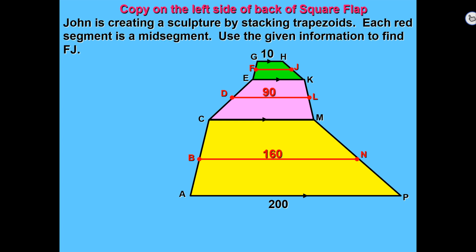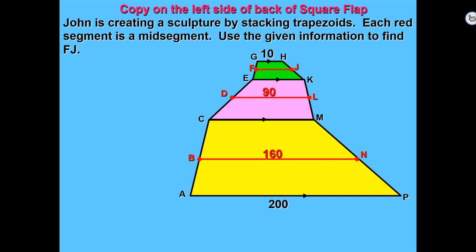And this mid-segment from B to N has a length of 160. All right, so it says that we are going to use the information above to find FJ. In order to find FJ, a mid-segment, I need to know both of the bases, right? And right now we only know one. So I'm going to have to work backwards in order to find the base EK.